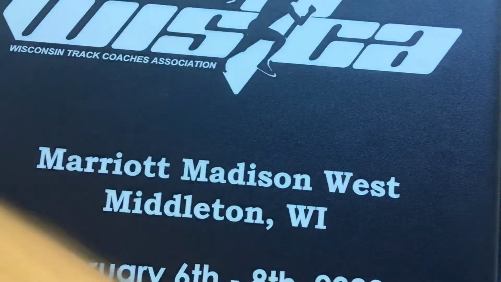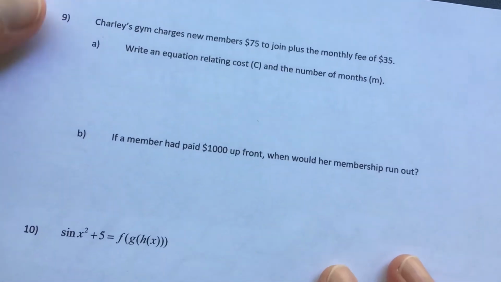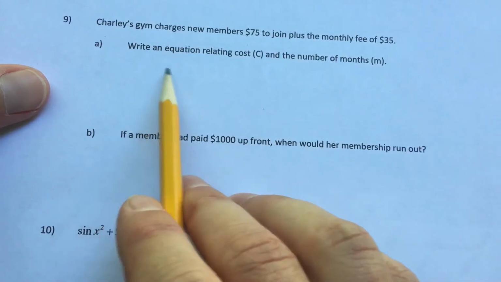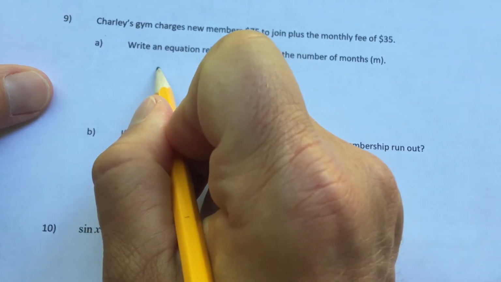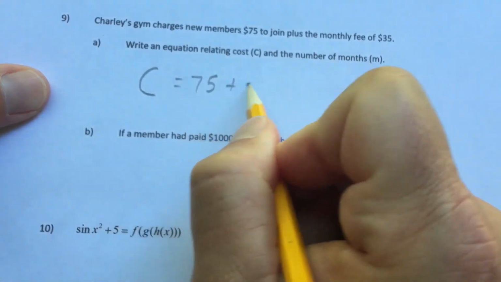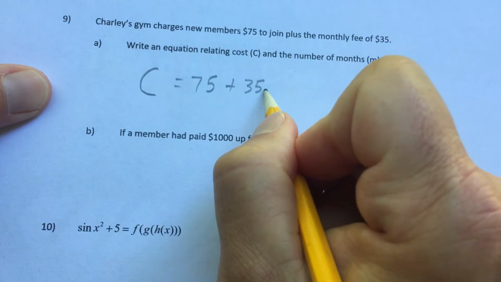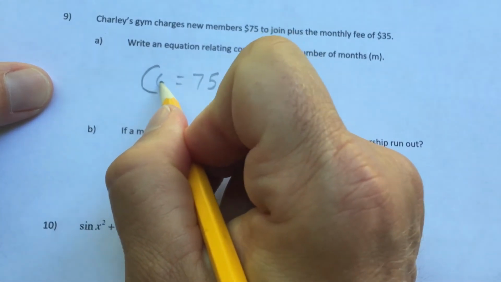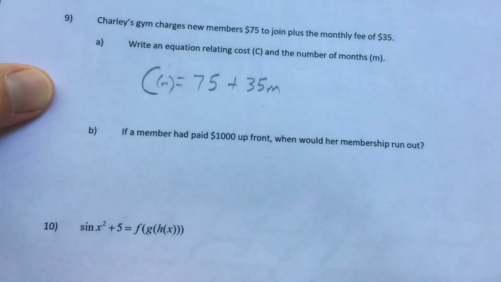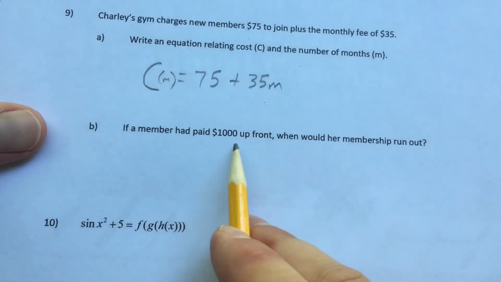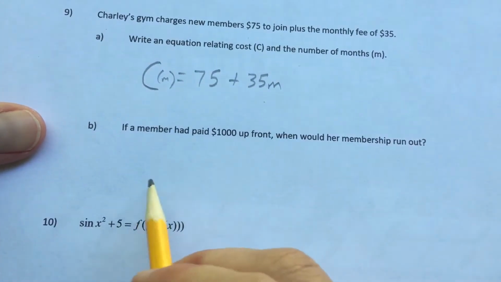All right. Next one hopefully didn't bother you. It says Charlie's got a gym. It costs $75 to join plus $35 each month. Can we write an equation? Again, this is kind of basic algebra. The cost is going to be $75 to join plus $35 per month. If you wanted to get fancy and make this function notation, you could do C of M, but that's unnecessary.